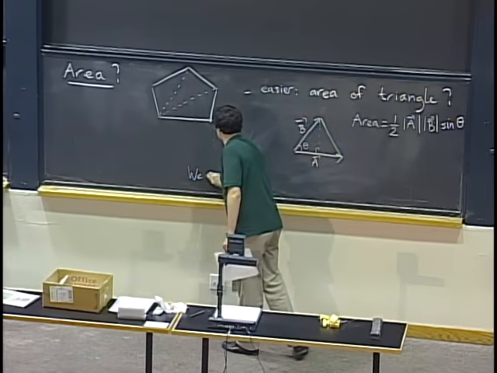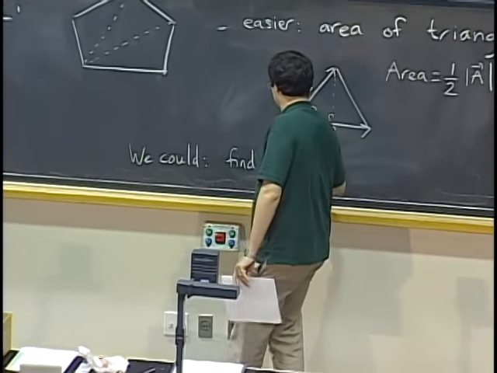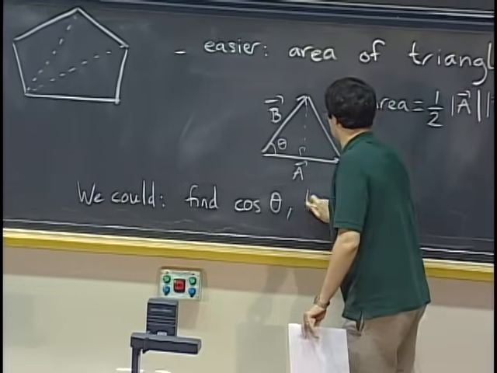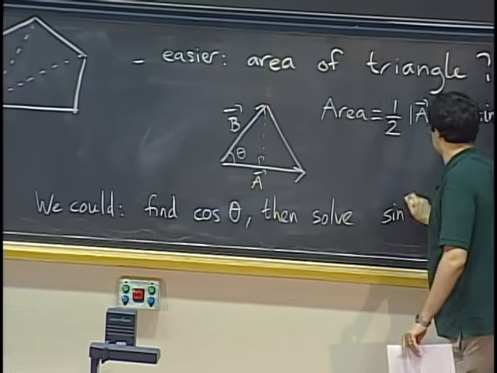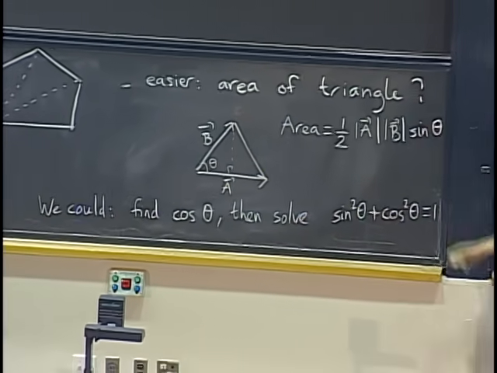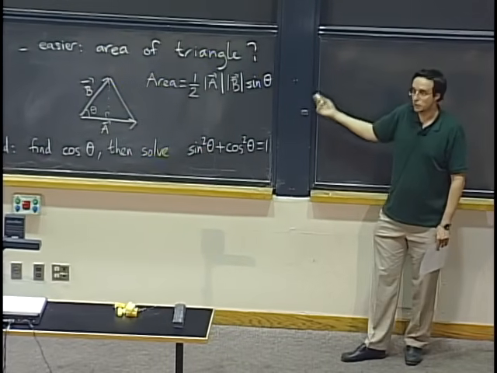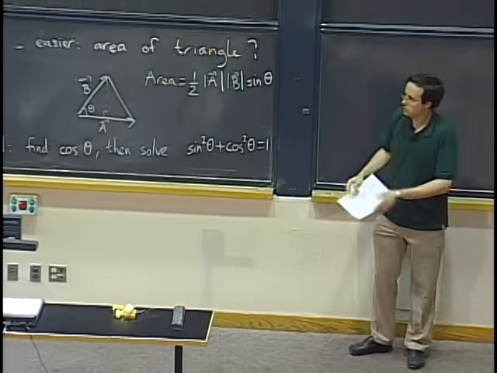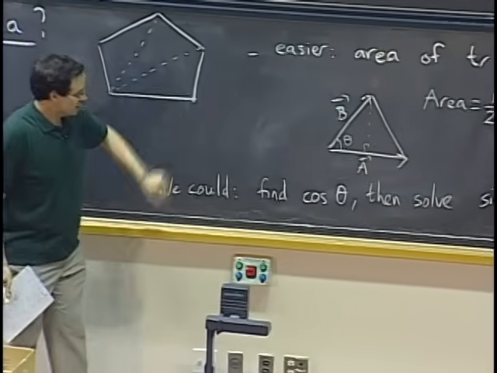Well, what we could do is first find the cosine of the angle. We know how to find the cosine of the angle using dot product. Then solve for sine using sine square plus cosine square equals 1. And then plug that back into here. Well, that works, but it's kind of a very complicated way of doing it. So there's an easier way. Okay, and that's going to be determinants. But let me explain how we get to that, maybe still doing elementary geometry and dot products first.